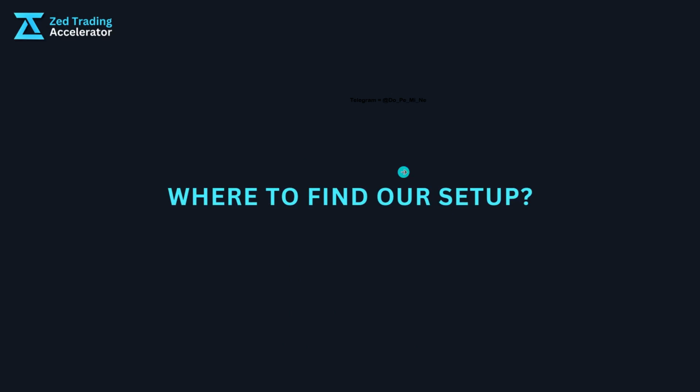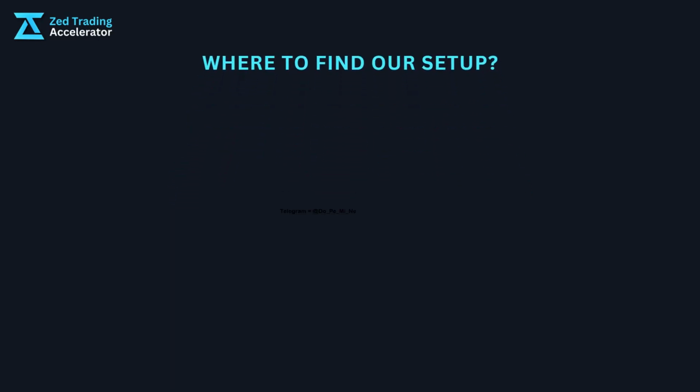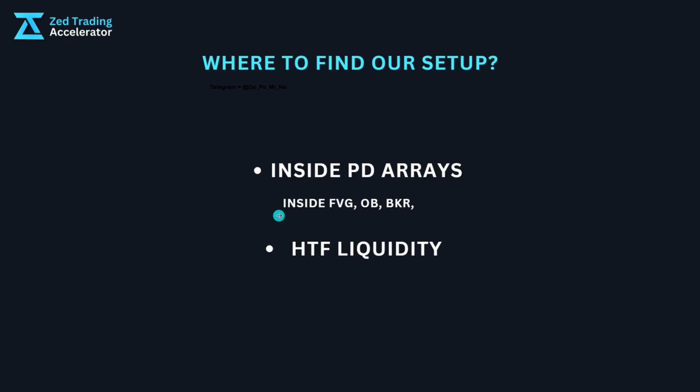So, for bearish price action, where do we find our setup? Alright, once again, it is found inside higher time frame PD arrays, inside fair value gaps, order blocks, breaker blocks, mitigation block, rejection block. And it is also found right after taking out a higher time frame liquidity. It might be a previous daily high, previous weekly high, equal highs, trend lines, all those. A lot of stop loss are around this area.